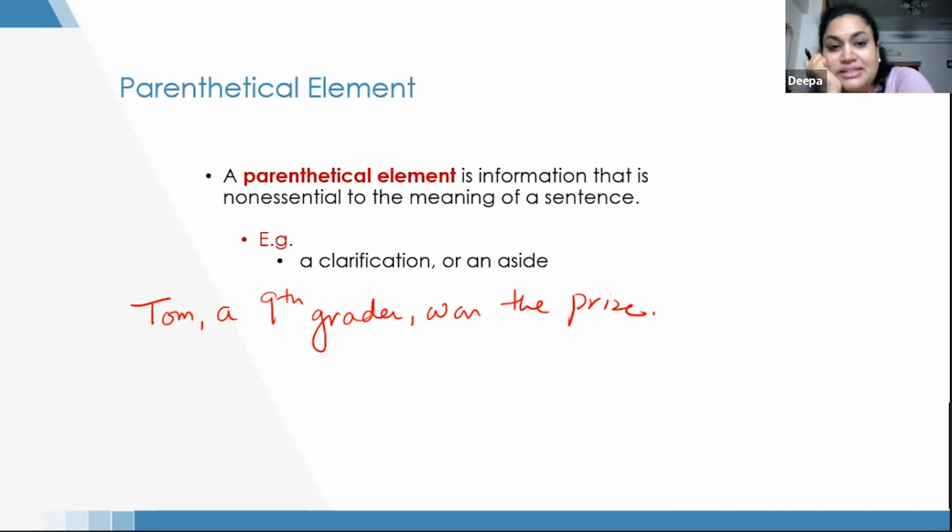Now, when I say this, "Tom won the prize" also makes sense, but "Tom, a 9th grader, won the prize" adds more information about Tom. But even without that parenthetical element, we can still make sense of the sentence, right? So this is exactly a clarification or an aside. This is basically not a clarification, this is an aside. Clear? Let's go forward.